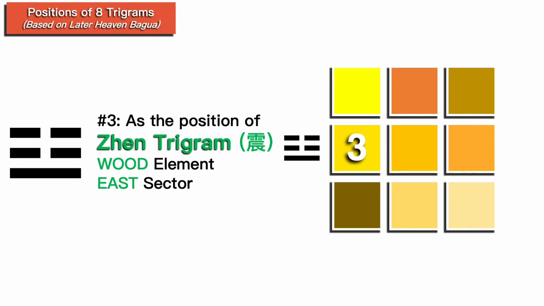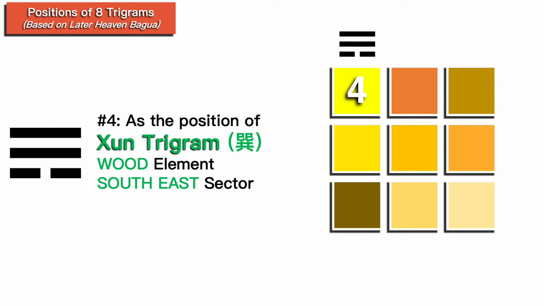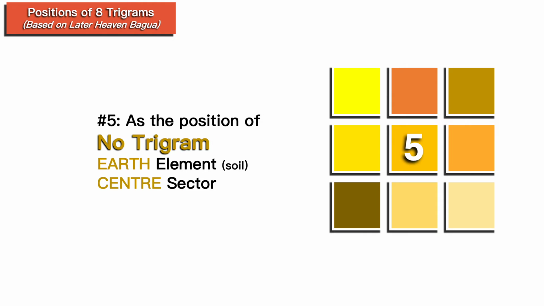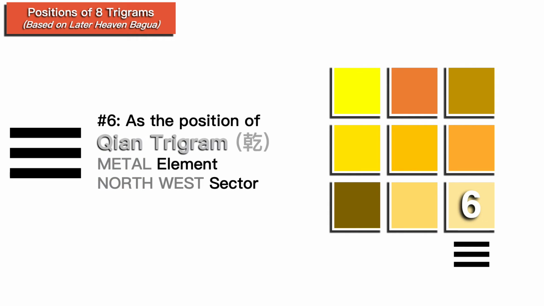Position number 3 is of Zhen trigram. Position number 4 is called the Xun trigram, or the Xun trigram resides at the position of number 4. The position of number 5 has no specific trigram, but the number 5 is represented by the earth element. The position of number 6 is where the Qian trigram resides.